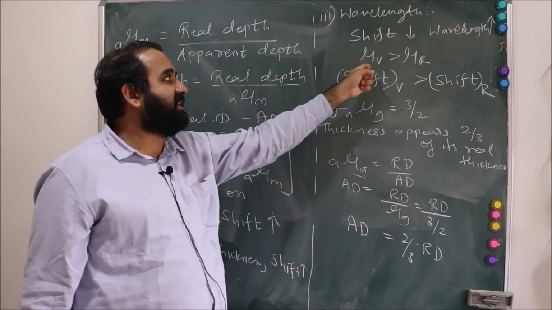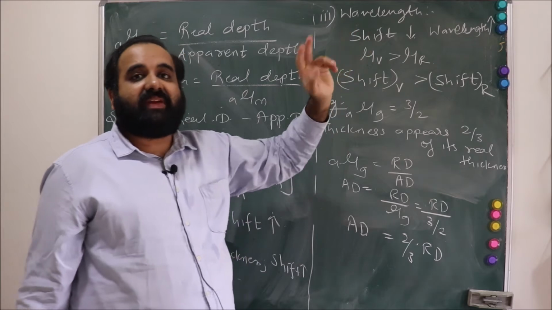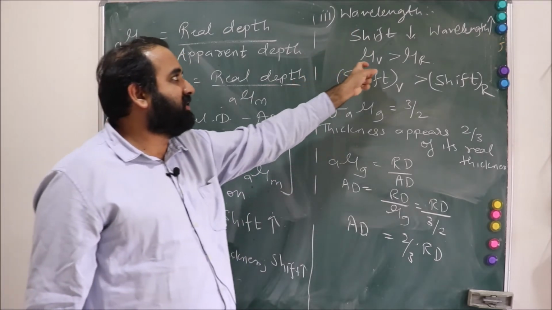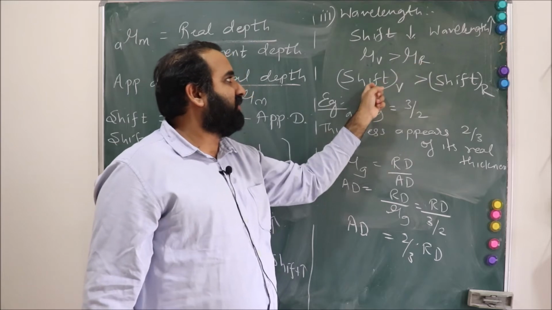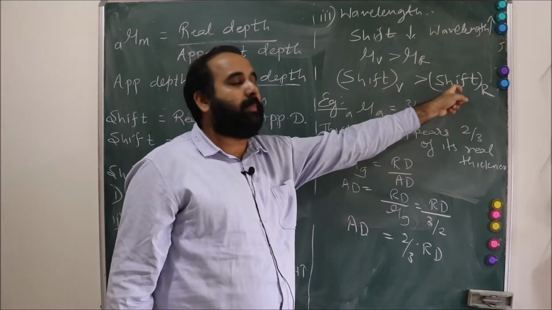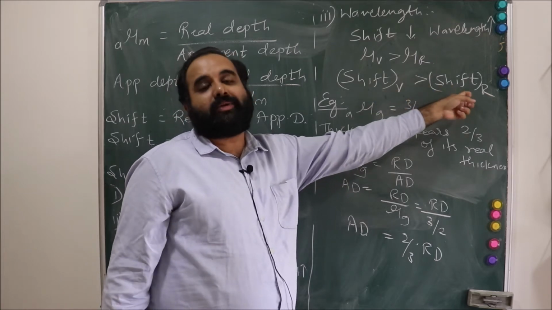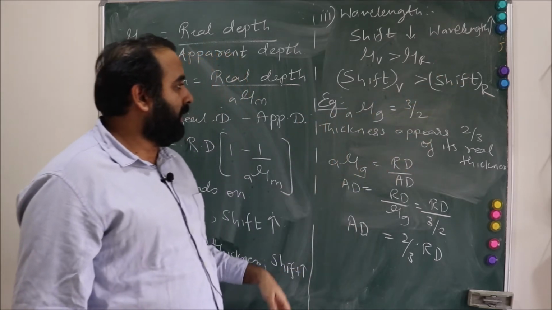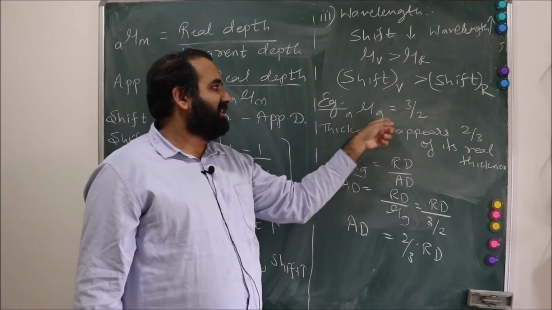Refractive index and wavelength are inversely proportional to each other. The refractive index of violet is greater than that of red, therefore the shift will be greater for violet light as compared to that for the red light.